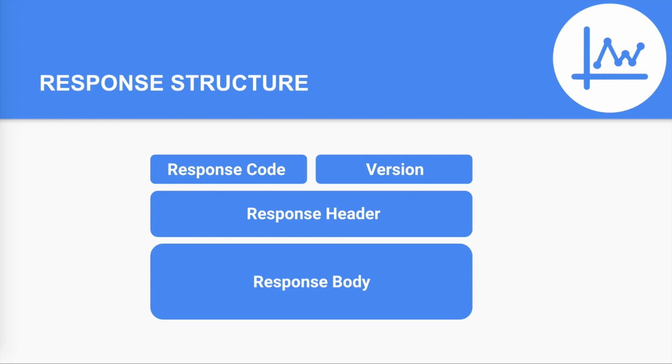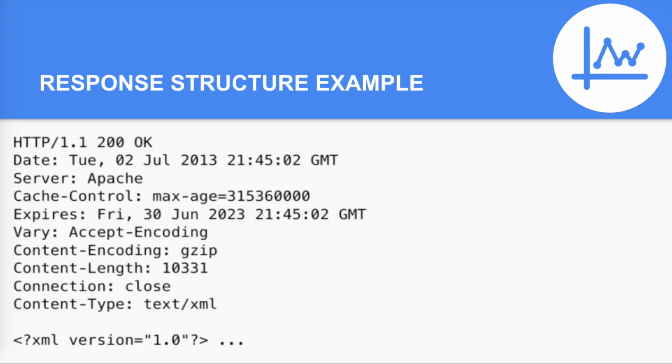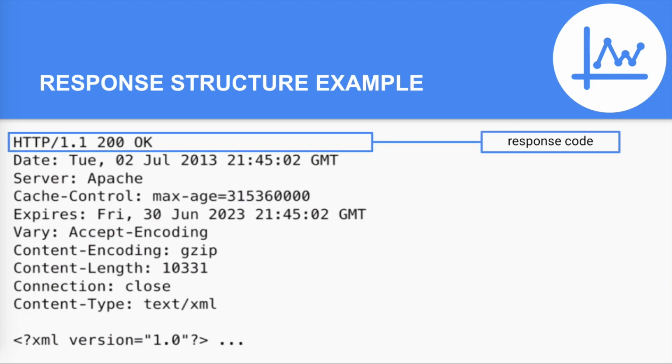After learning parts of HTTP response structure, let's take a look at an example of HTTP response. The first line is made up of response status along with version of HTTP protocol. As for response code, in this particular response, it's equal to 200, which means a request is processed successfully.